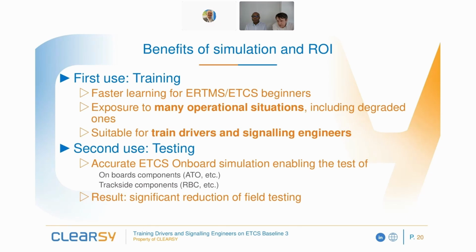It can be used for testing. And in this case, it's an accurate ETCS onboard simulation, which enables a test of components which can be connected. For example, onboard components like the ATO, automatic train operation, or trackside components like the RBC. And when you use our system for testing, there is a significant reduction of field testing.